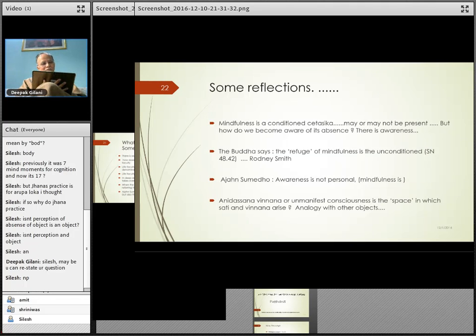This sutta Rodney Smith quotes in one of his talks: when we say the refuge of mindfulness is the unconditioned, it actually means that anidarsana vijnana, which Ajahn Sumedho mentioned, is the unconditioned part of it, which is in a way giving life to the awareness, which manifests through various objects in the forms of different kinds of awareness.